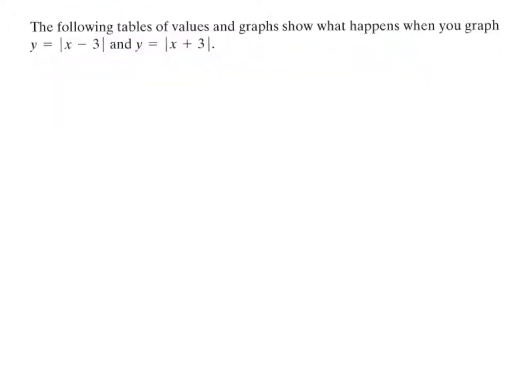Now the following tables of values show graphs and show what would happen when you graph two equations. Now I'm just going to graph these for you. Now I'm going to graph y equals the absolute value of x minus 3, and y equals the absolute value of x plus 3. So first I'm going to make a table of values for each.